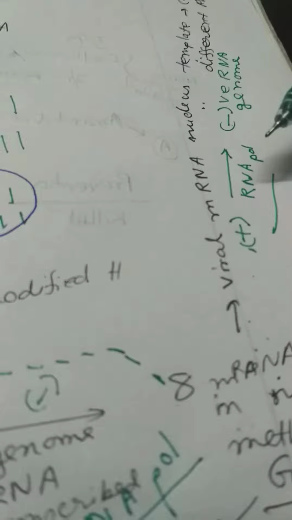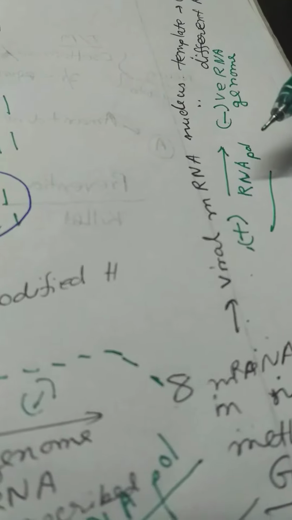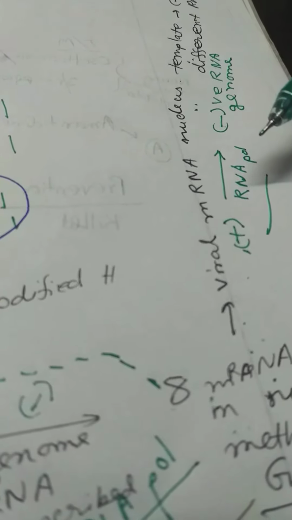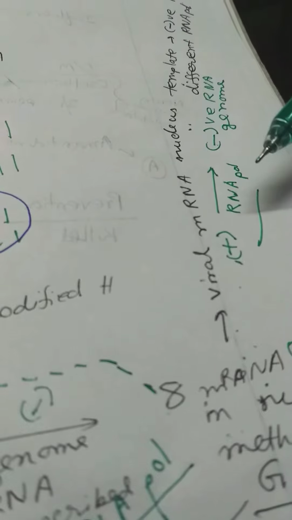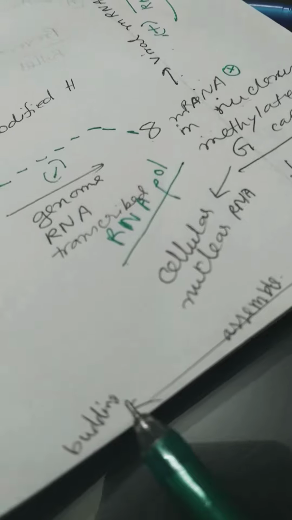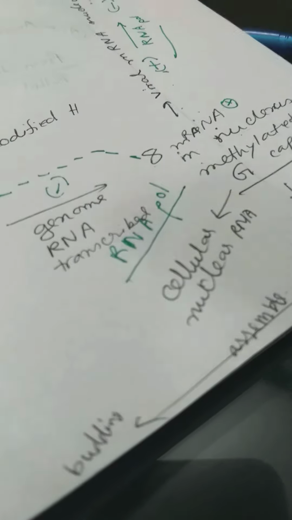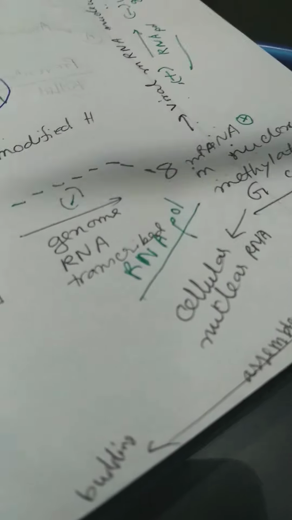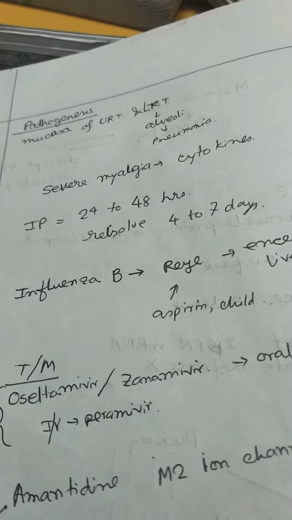After that, the RNA genome in the nucleus and the complex is transported to the cytoplasm. The helical nucleocapsid assembles and then by the budding process they exit from the host cell and get their envelope from the host cell membrane.